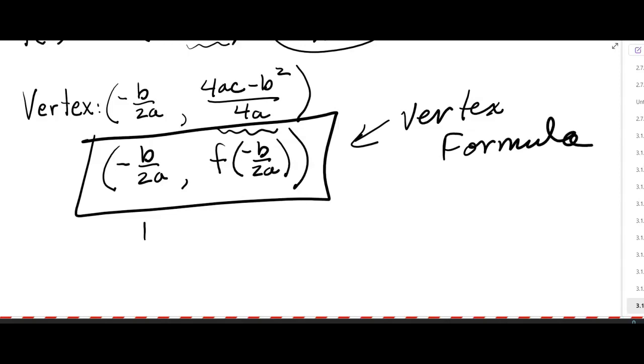And remember that this is representing the h, this is representing the k in that other form, in the vertex form. All right, that's going to come up in a minute.